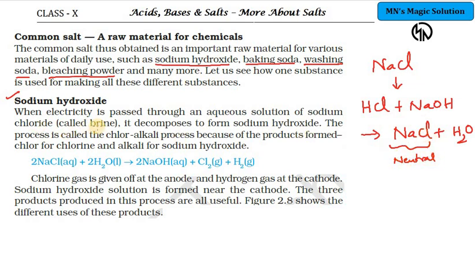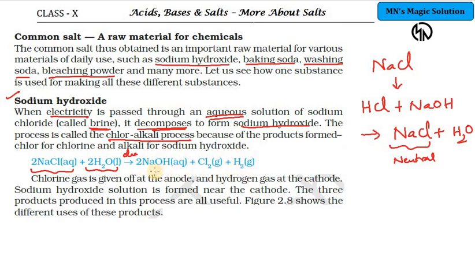NaCl is otherwise called brine, and in its aqueous solution I am going to pass electricity, and due to the passage of electricity it decomposes to form sodium hydroxide, and this process is called chlor-alkali process. In the reaction, aqueous solution, H2O is added to NaCl. When electricity is passed, you get NaOH plus Cl2 plus H2. Cl2 is chlorine gas and H2 is hydrogen gas.